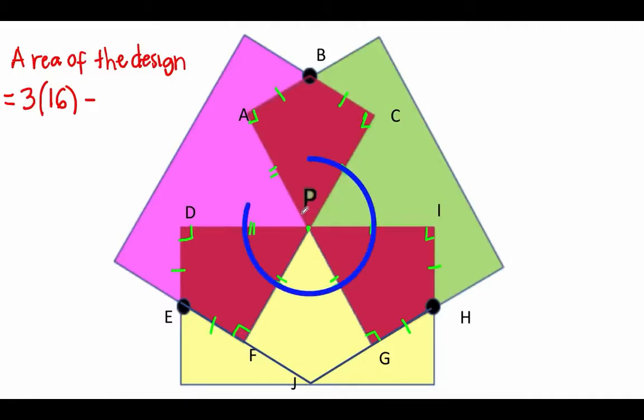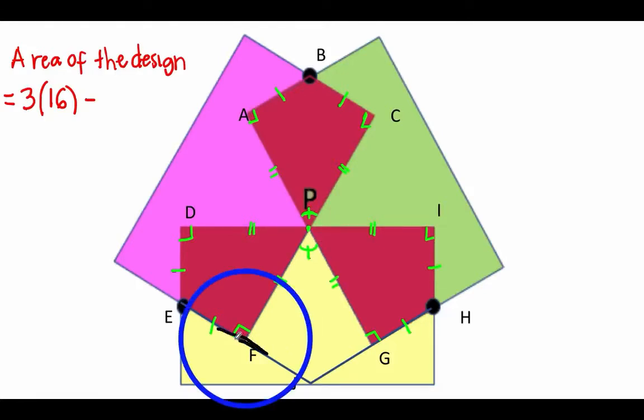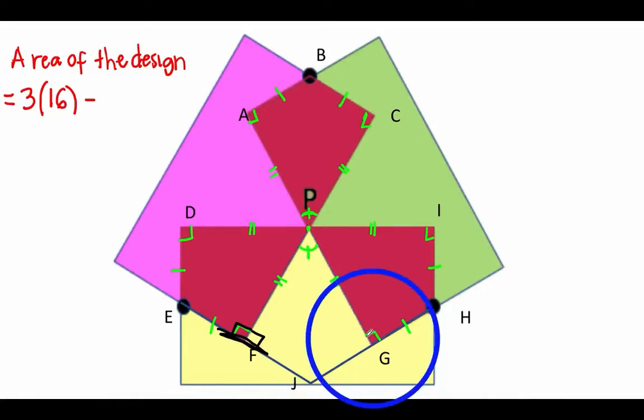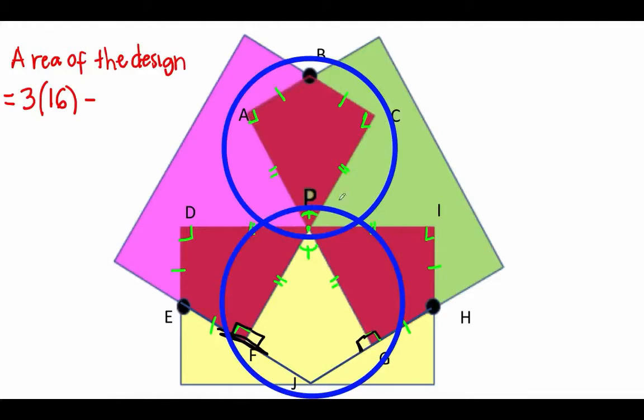Now, this angle is vertical to this angle, and therefore these two angles must also be congruent. Notice here that you have a straight line, and knowing that one of the two angles that form a linear pair is a right angle, then we can conclude that the other angle here is also a right angle. The same thing here, you have a line, and one angle is already given to be a right angle, then this angle here must also be a right angle. Now let's focus on these two kites, kite ABCP and kite FPGJ.